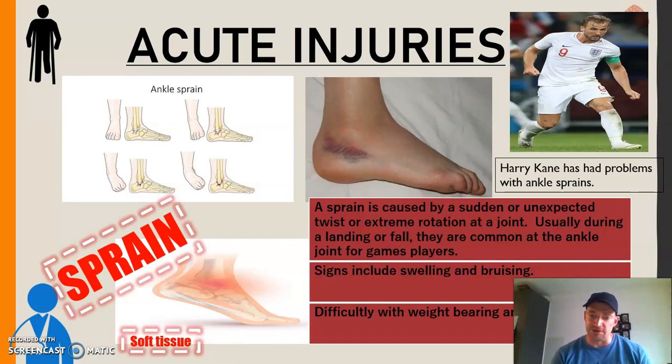Signs include swelling and bruising. Symptoms include difficulty weight bearing and pain. You probably know Harry Kane. He's had several ankle injuries, sprained his ankle before, but recovers. Often it's when you land, might be basketball, could be football, could be rugby, anywhere where you land awkwardly and you rotate on your ankle, putting it beyond that range of movement, really pulling at those ligaments and causing that sprain in the ankle.